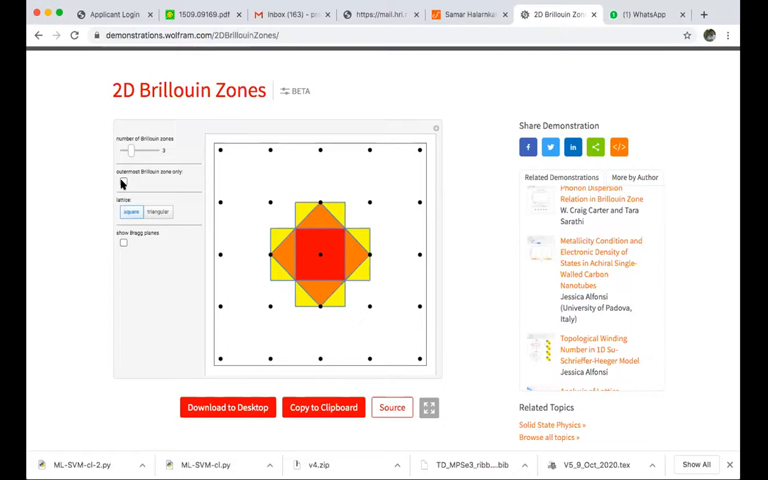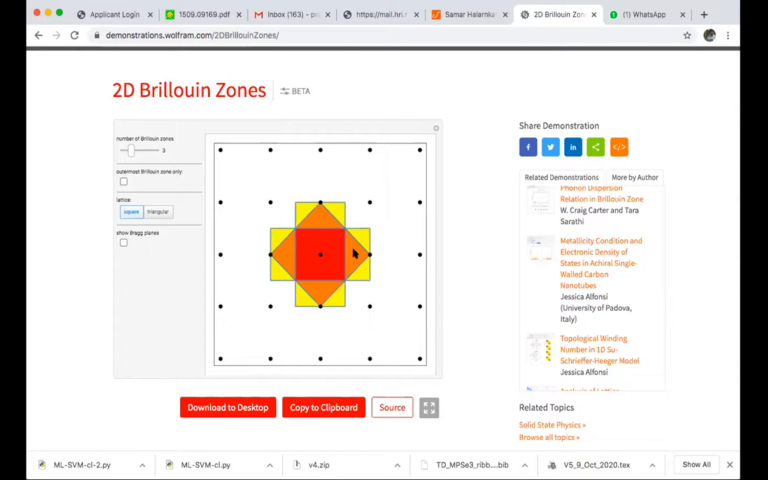Why is this yellow colored box the third Brillouin zone? Because to reach there, you have to cross two Bragg planes. So I start from the origin, I cross one Bragg plane, then I cross another Bragg plane, and I reach here. So two Bragg planes, so it's the third Brillouin zone. No Bragg plane is the first Brillouin zone. One Bragg plane, it's the second Brillouin zone. That's just a definition.